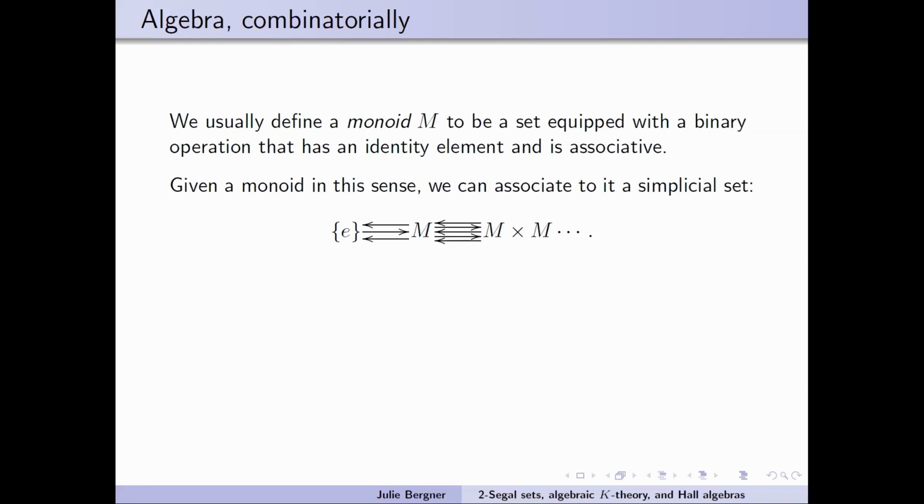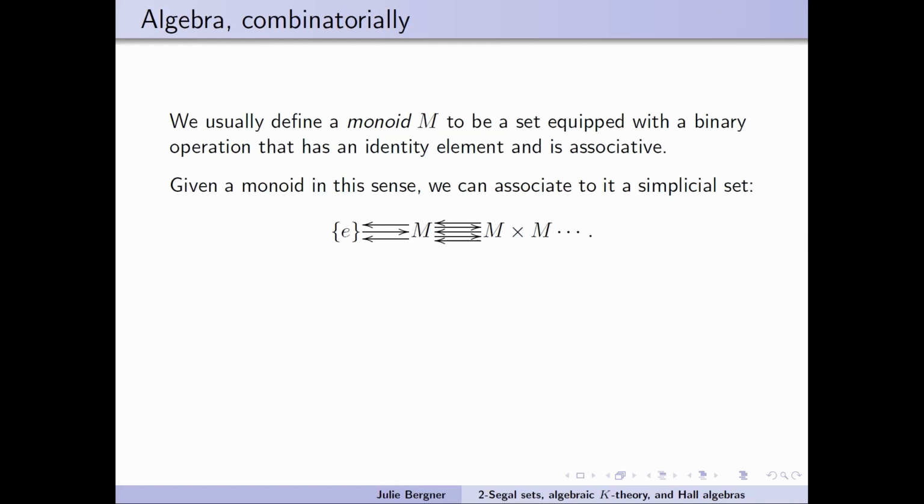And so in level 0, we just have a single zero simplex. That's just the identity element by itself. We put the rest of M in dimension 1. And then at level n, we put n copies of M, the product of M with itself n times. And now, our face maps from M down to e are just what they have to be. There aren't a lot of choices. The degeneracy map is just going to include the identity element into M. And then from M to M cross M, we just have the two inclusions into the factors.